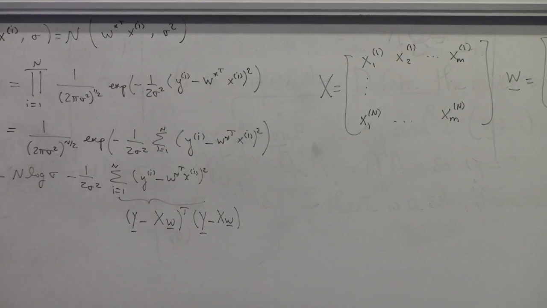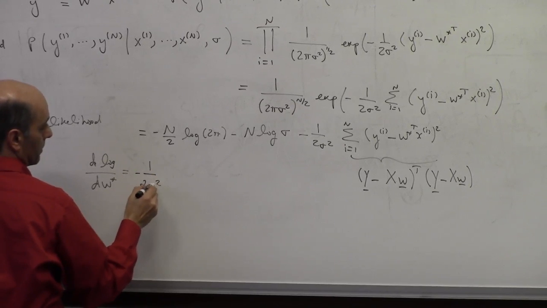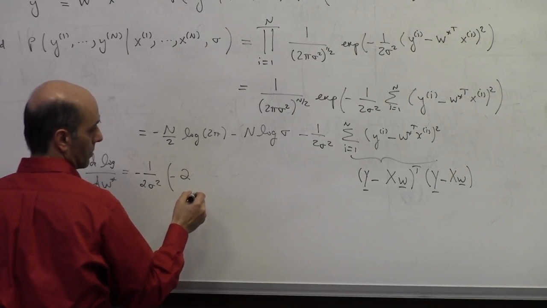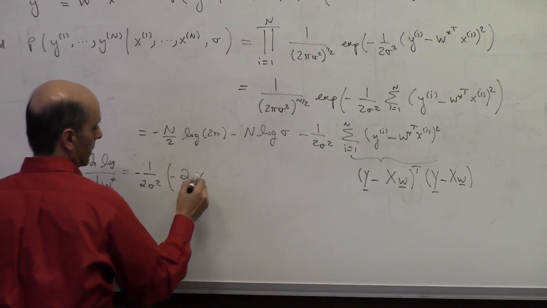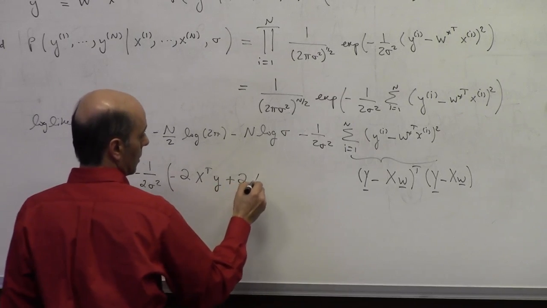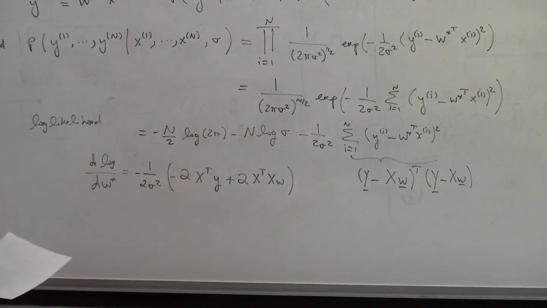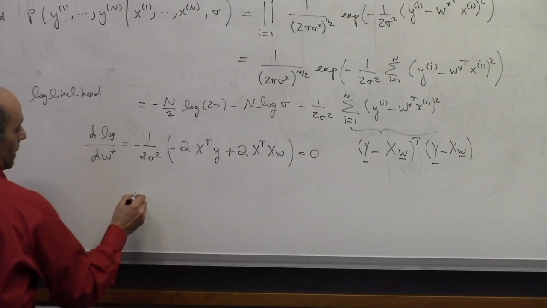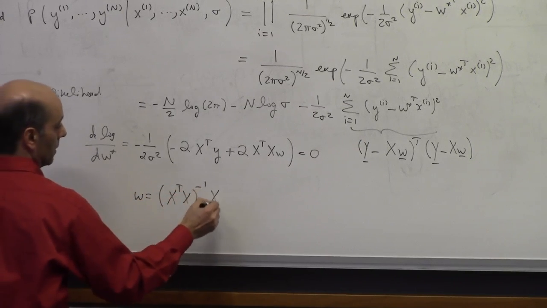So we multiply that out, find the derivative with respect to W, and it becomes, I think, 1 over 2 sigma squared, something like minus 2 x transpose y plus 2 x transpose xw. Check that, see if it's right. Wow, amazingly it is. Okay, so then we set that equal to 0. We find W, and we get the equation that you guys remember. It's x transpose x inverse, x transpose y.